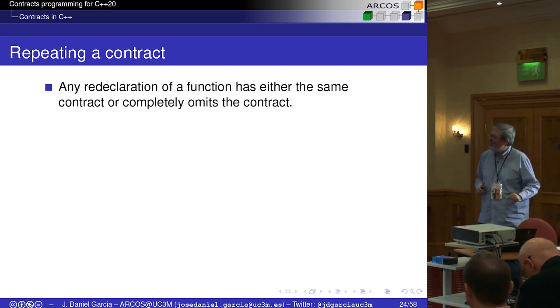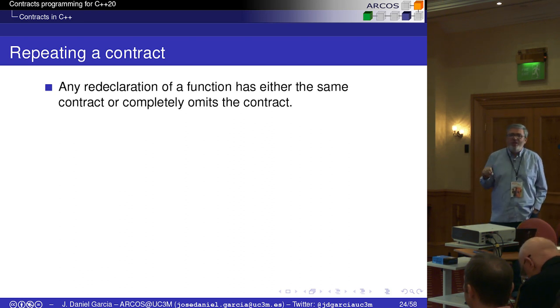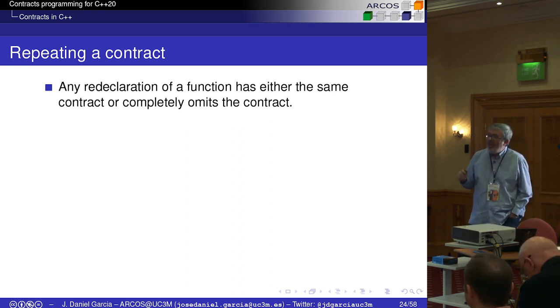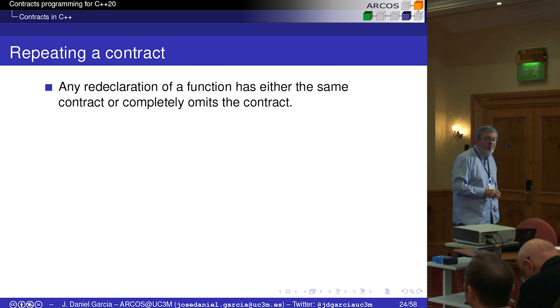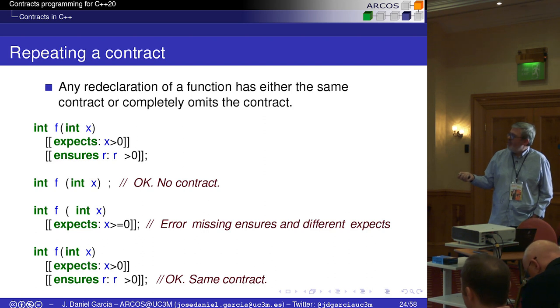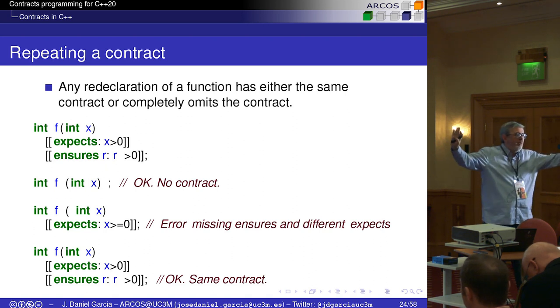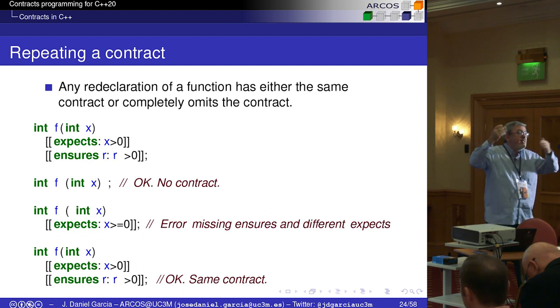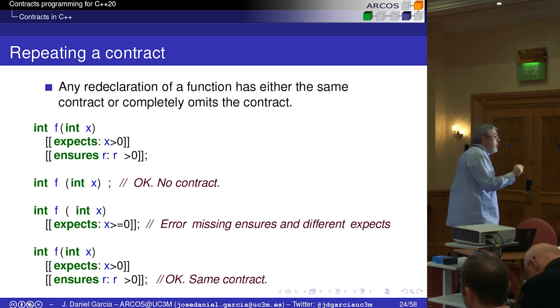And I'm going for the first one. So first, perhaps it's three, I'm not sure. First thing about contracts in the declaration. Any redeclaration of a function has either the same contract or completely omits the contract. So basically, you write a function, and then you annotate the contract, and then later you can write the function without any contract. We assume that the contract is the same. So you only need to state explicitly the contract in the first declaration of the function.